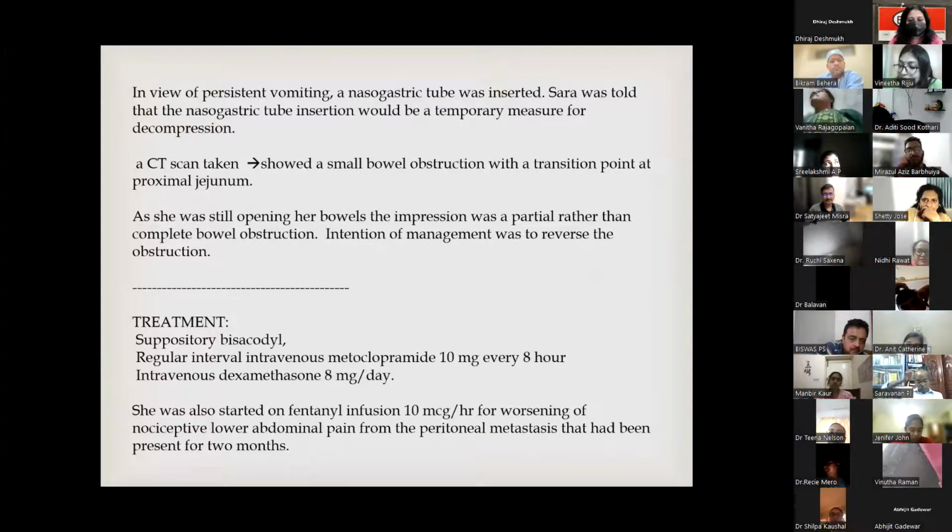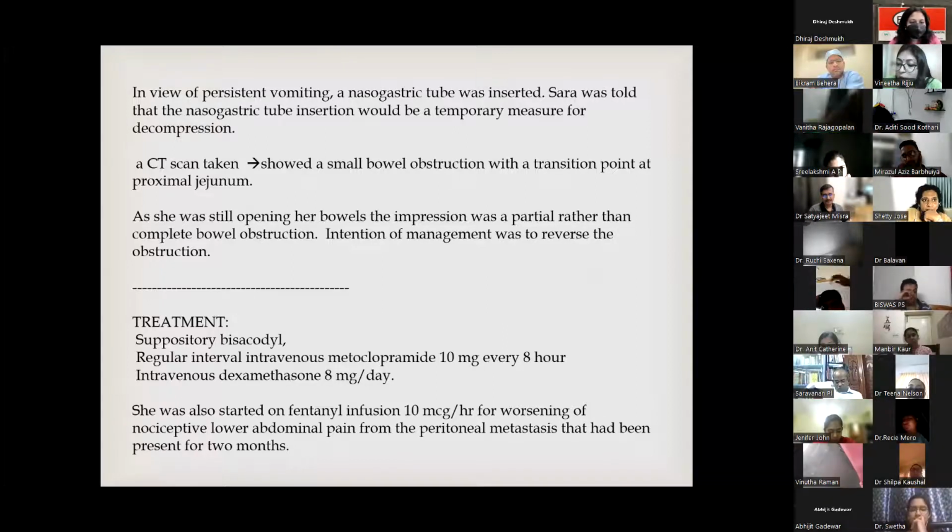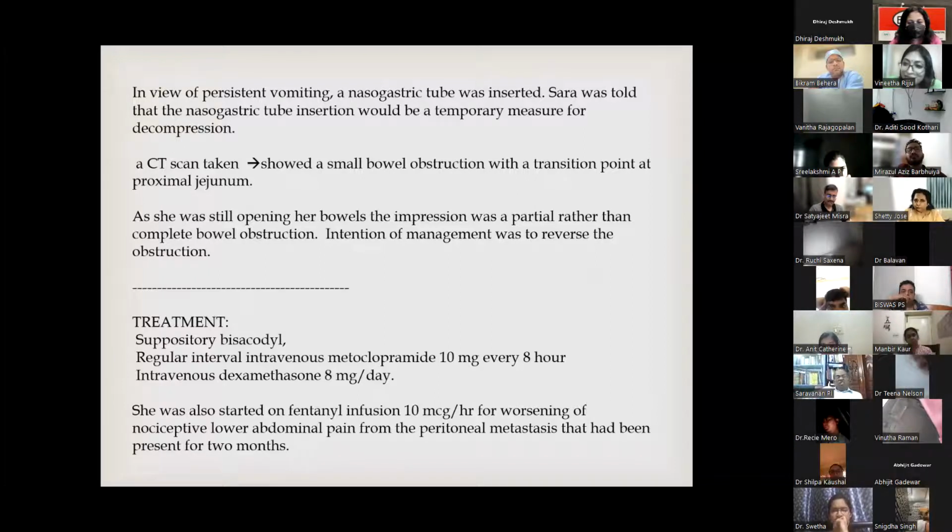Now, a CT scan was taken and it was confirmed that it was a small bowel obstruction with a transition point at the proximal jejunum. Now, as she was still opening her bowels, the impression was a partial rather than a complete bowel obstruction, which you all have agreed to. Right. Now, the intention of management is to reverse the obstruction. You do know that there were still bowel sounds being heard, and still a small amount of motion. So it is not a complete obstruction.